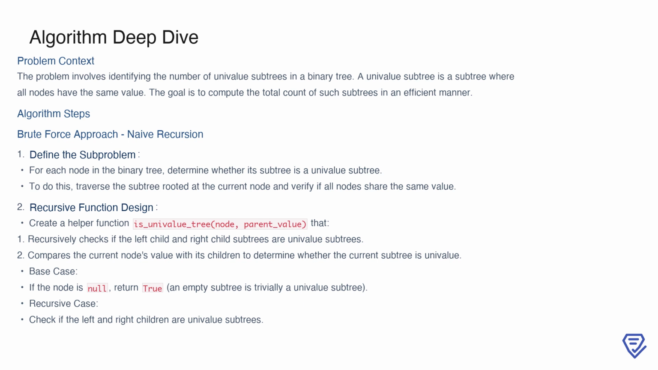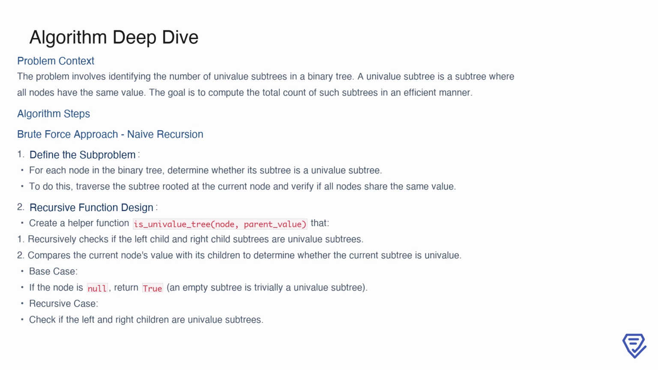The problem we're addressing is to count the number of Univalue subtrees in a binary tree. A Univalue subtree is one where all nodes within it share the same value. For example, a single node is always considered a Univalue subtree, and if all nodes in a larger subtree have the same value, that subtree qualifies as well. The challenge lies in computing this count efficiently for the entire tree.